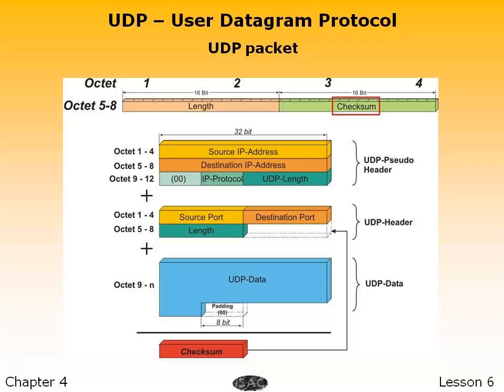UDP provides checksums for data integrity and port numbers for addressing different functions at the source and destination of the datagram. UDP is suitable for purposes where error checking and correction is either not necessary or performed in the application, avoiding the overhead of such processing at the network interface level.